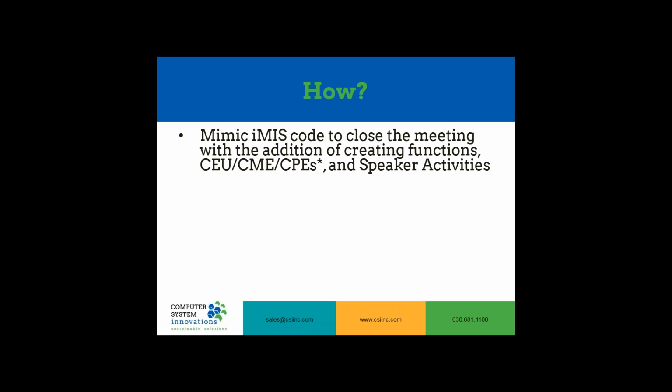How do we do it? Pretty straightforward. We mimicked some of the IMIS code. We were creating functions, function activities, way before IMIS was. So if you ever notice, our function activity is different than theirs, and that's because we had it first.